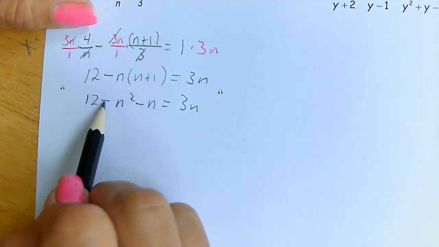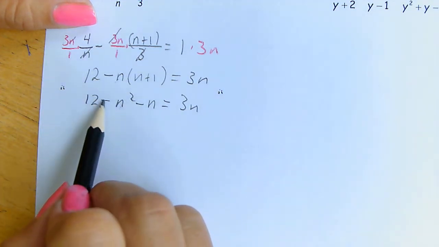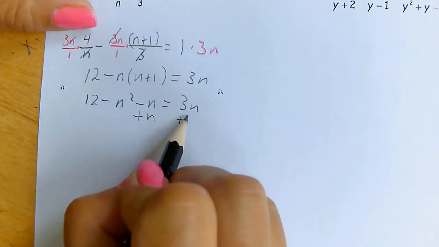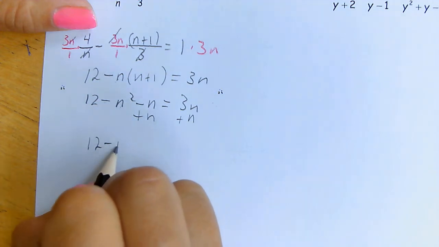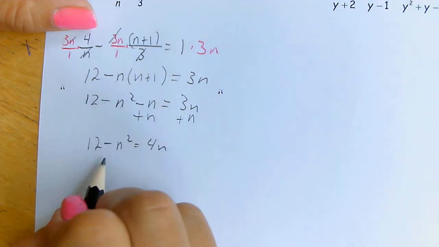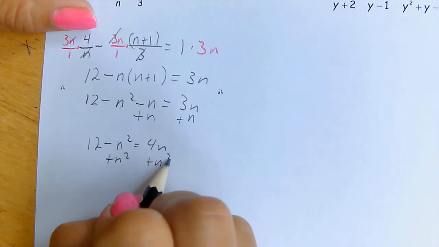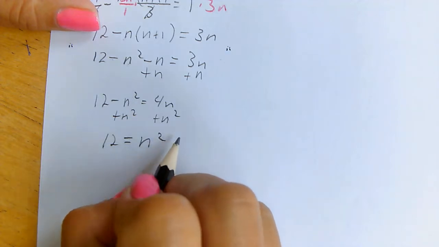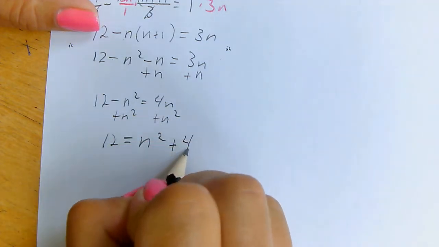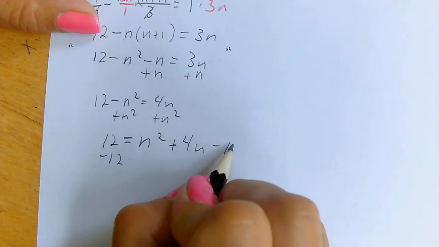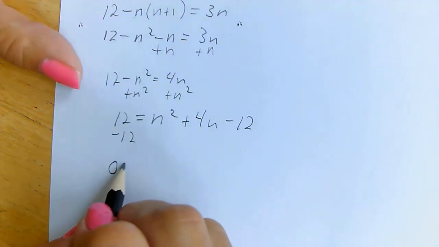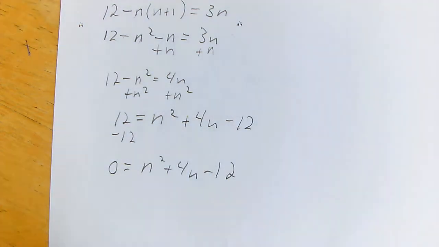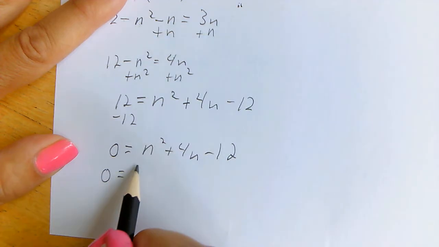What I don't like about this is my leading coefficient is negative, so I'm going to bring everything to this side. So I'm going to add an n, add my n squared, n squared will go first, it's not a like term with that, so it'll be plus 4n minus my 12. So 0 equals n squared plus 4n minus 12. Everything's set equal to 0, and now I can factor to solve.